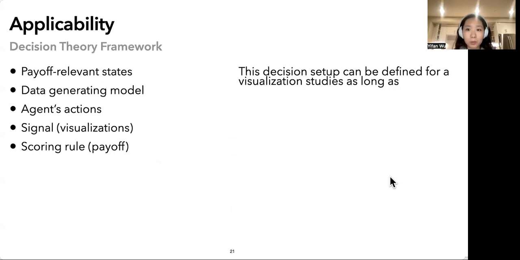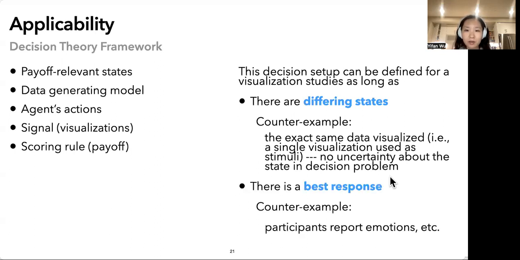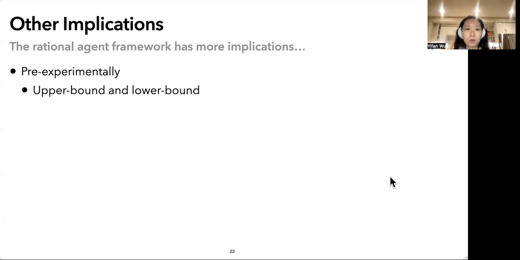And our framework is applicable to a wide range of visualization studies as long as 2 conditions are satisfied. First, there are different states. That is, there is something to infer about the payoff relevant state. One counterexample is when the exact same data is visualized, so that all visualizations have the same payoff relevant state, and there is no uncertainty about the state in the decision problem. And another condition is there is a best response. One counterexample is when participants are asked to report something subjective like emotions. So that's our framework.